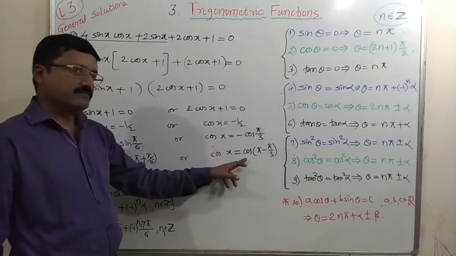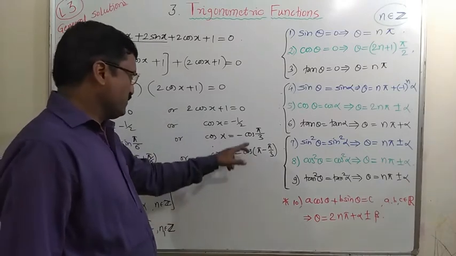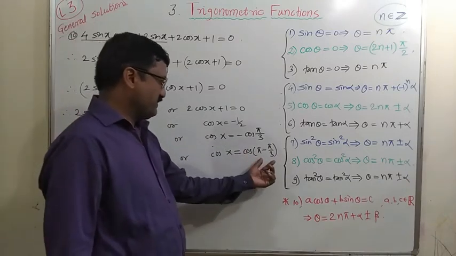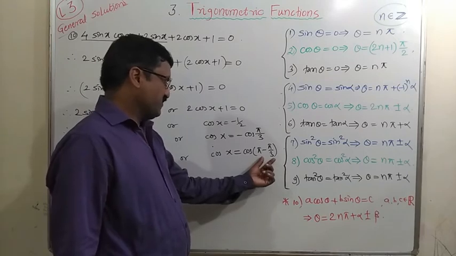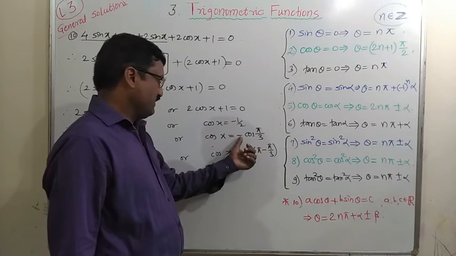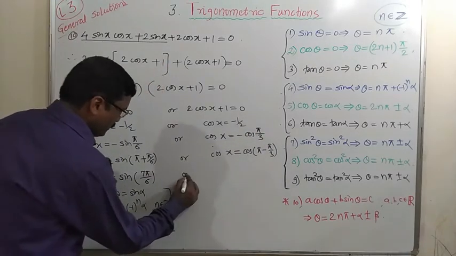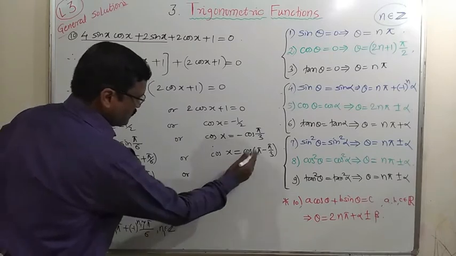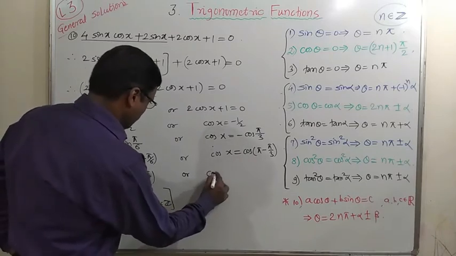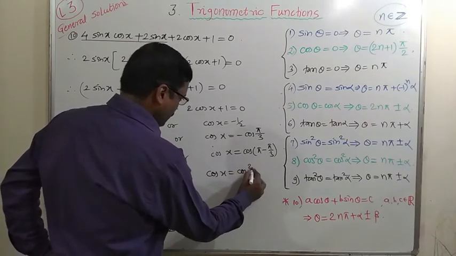Is it clear? Whenever pi is here, there is no change in the trigonometric ratio, and pi minus pi by 3 means it is in the second quadrant. In the second quadrant we get a negative cosine ratio. That's why it is negative, and this pi by 3 stays as it is. Now, the next step: we get cos x equal to cos of 2 pi by 3.